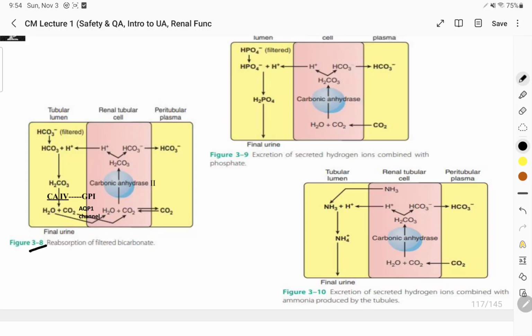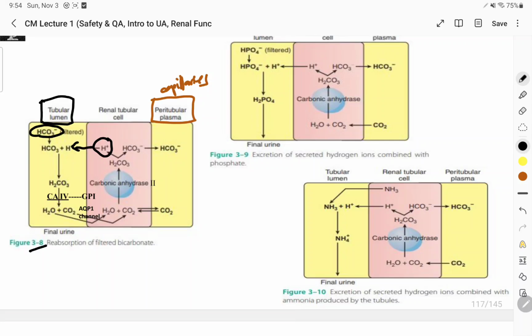So what will happen? This is your tubular lumen. Okay, and this is our peritubular plasma. Peritubular plasma, these are the capillaries, the blood vessel capillaries. This is the lumen of the renal tubular cell. Okay? So the renal tubular cell secretes hydrogen into the lumen.